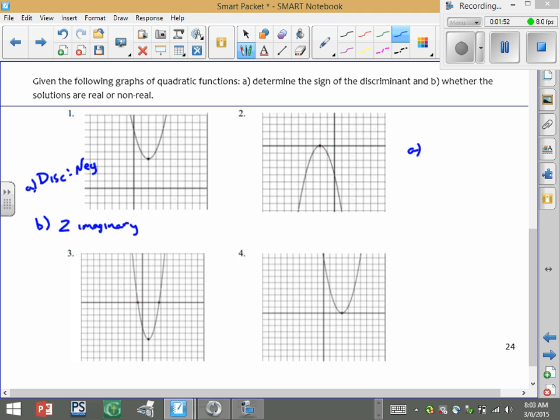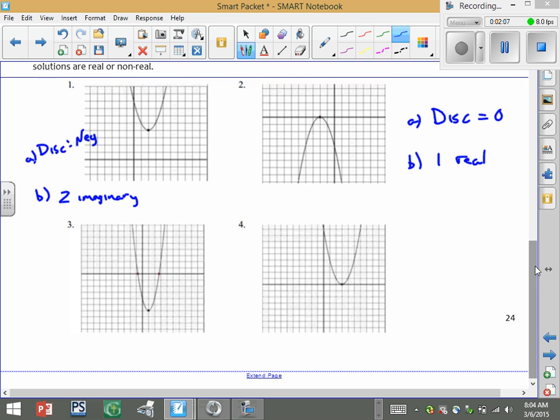Here, sometimes it's easier to answer that second question first. Are the solutions real or not real? Well, there's one real solution, which means the discriminant here was equal to 0. You look at number 3, that quadratic touches the x-axis twice. So we have two real, which meant that the discriminant was positive. And number 4, you can see it touches once, so we have one real. So again, that means that the discriminant equaled 0.